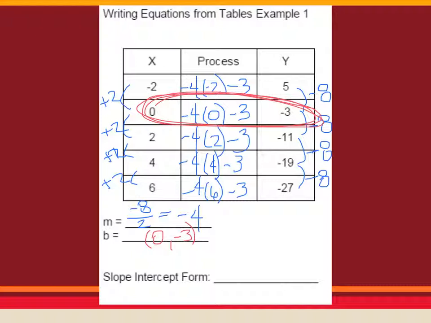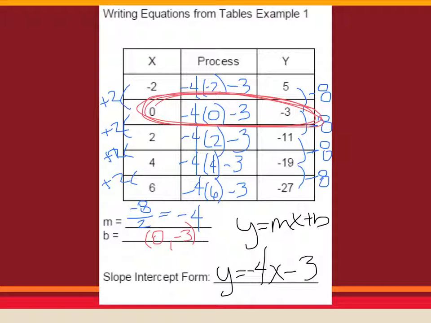Slope-intercept form is y equals mx plus b. Now, in this equation, we would have y equals our slope, our value of m is negative 4. Then we put our x. Our beginning value, or our 0 value, is at negative 3. So we would have minus 3.